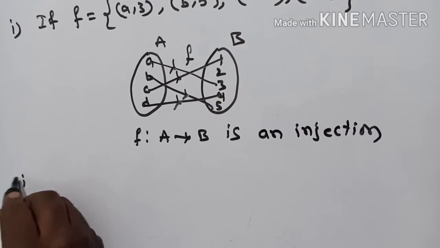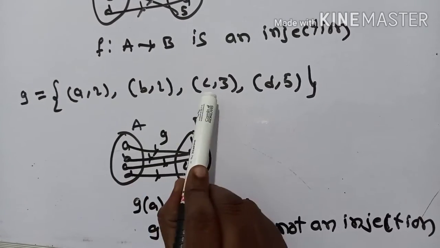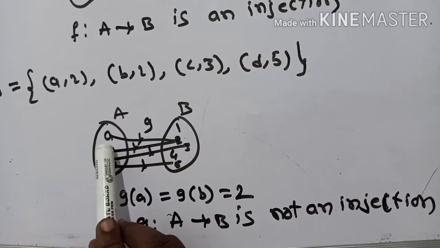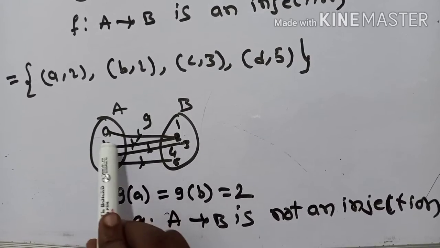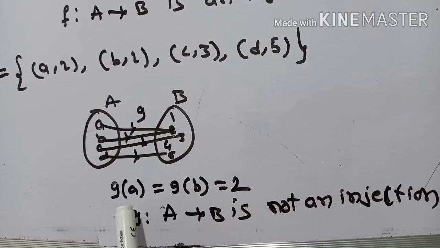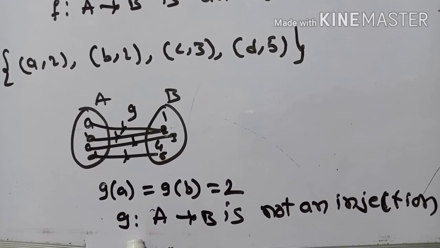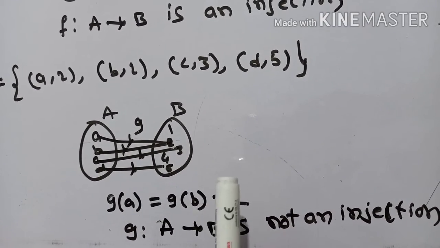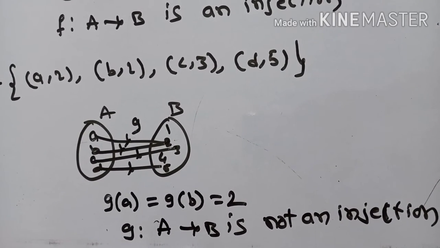Now second one: G is equal to {(a, 2), (b, 2), (c, 3), (d, 5)}. G of a is equal to 2, G of b is equal to 2. a and b have the same image. So G mapping A to B is not an injection. The one-one function definition is that different elements have different images, so this is not an injection.